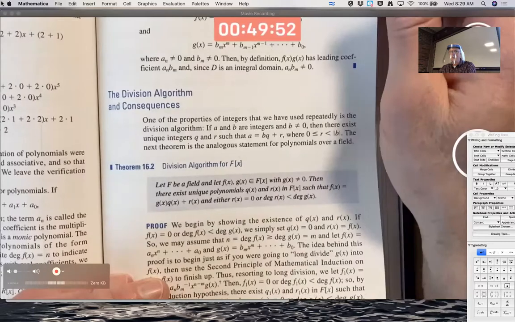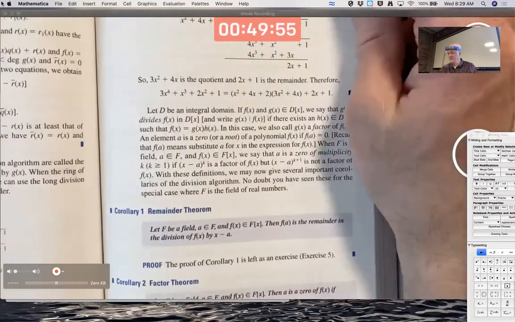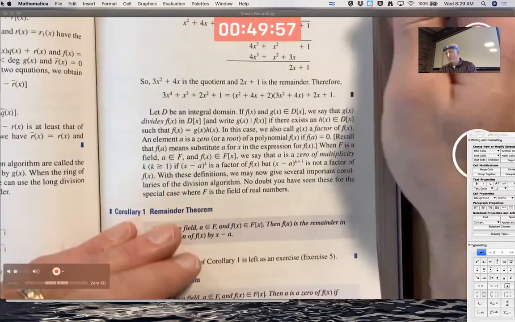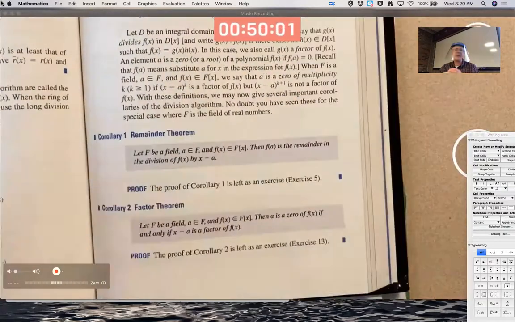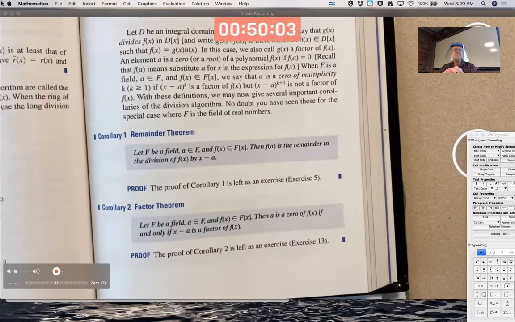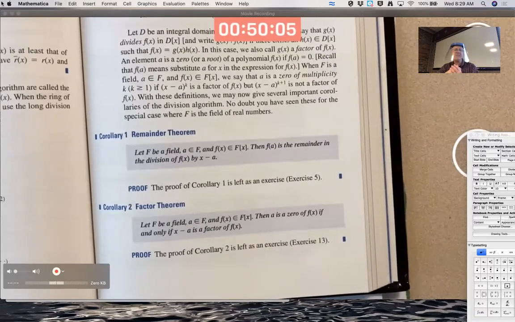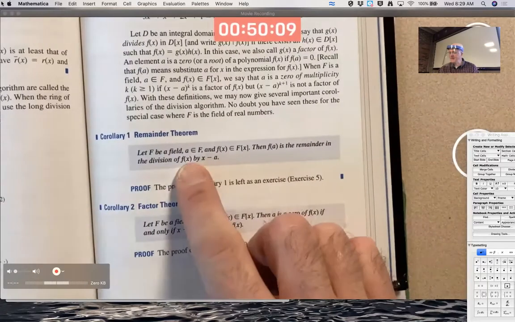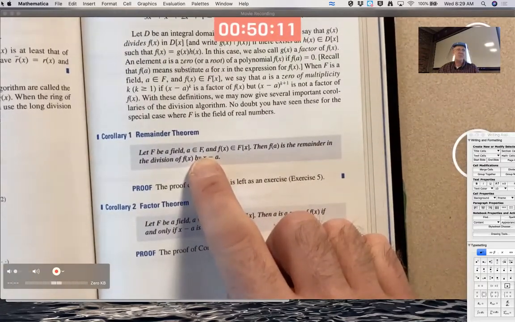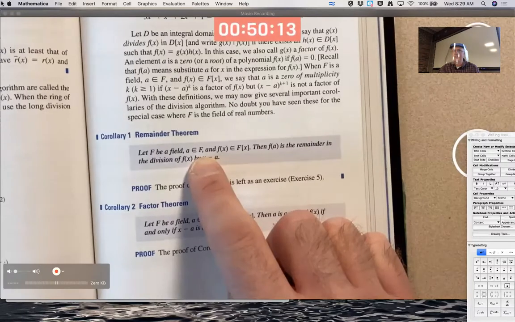So that's the division algorithm. Generalizes the one for integers. Its corollaries are pretty important to know as well. Corollary one's called the remainder theorem. Let F be a field so that we can apply the division algorithm. Let a be an element of F, which also could be thought of as a constant polynomial in F[x].